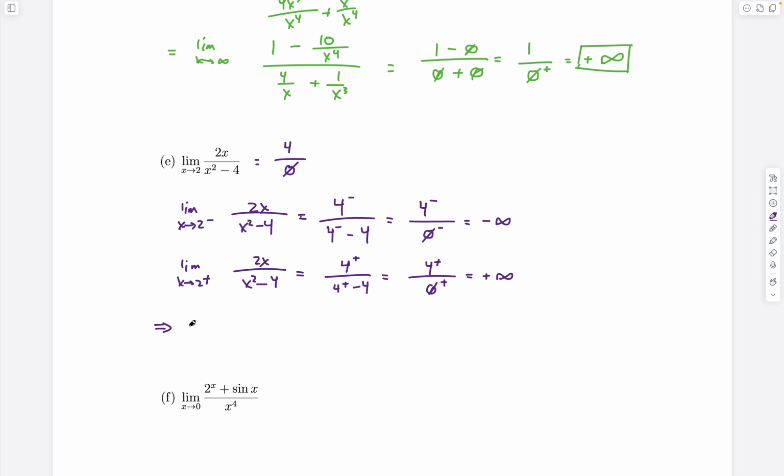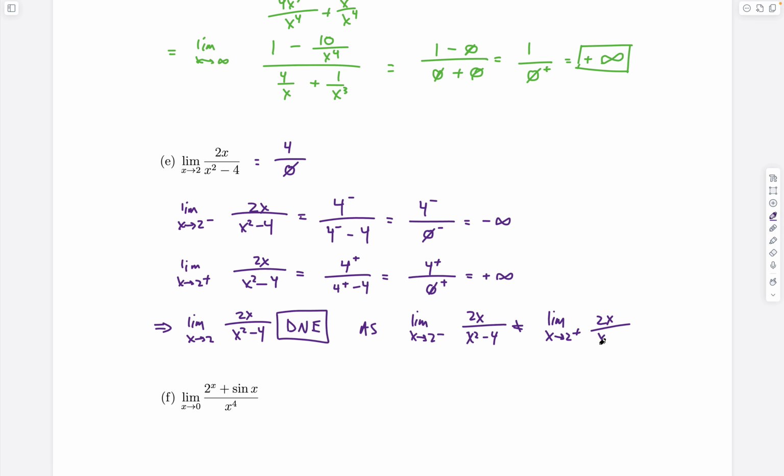All in all, that means two-sided limit, so the limit as x goes to 2 of my 2x over x squared minus 4 would not exist, right? So it would not exist as our two-sided limits are not equal, right? So the limit from the left side of this is not equal to the limit as I go from the right side of my 2x over x squared minus 4.